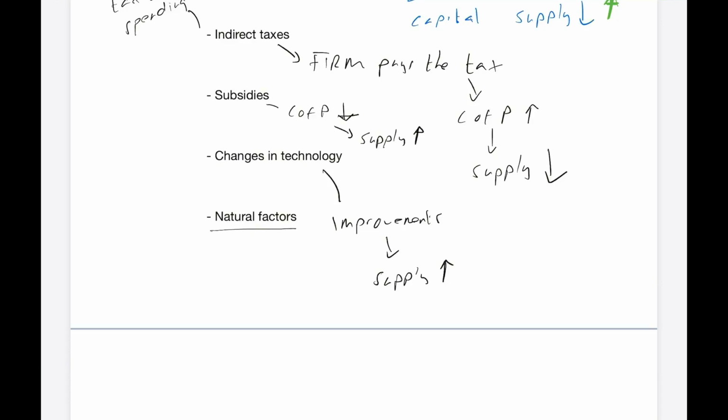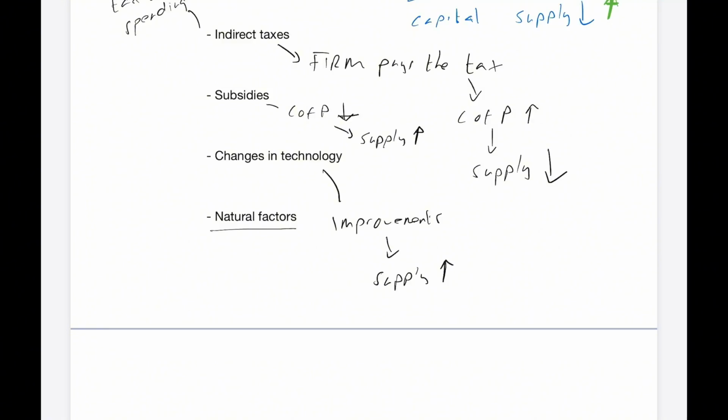The final determinant of supply is natural factors, such as weather conditions. So, for an example, if there was a poor harvest or if there was heavy flooding and that destroyed crops, for an example, such as wheat and barley, as a result, firms are going to be less willing and able to supply products because they have been damaged. Okay, so if there has been a poor harvest or heavy flooding, that would result in the supply curve shifting to the left-hand side.